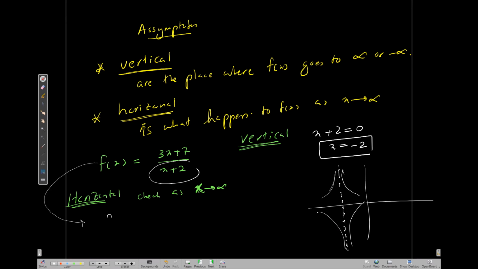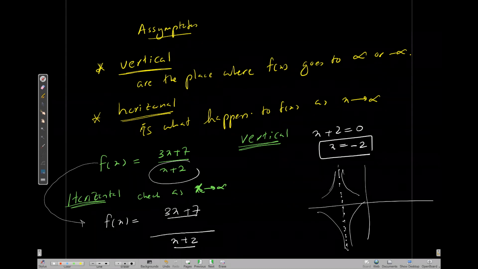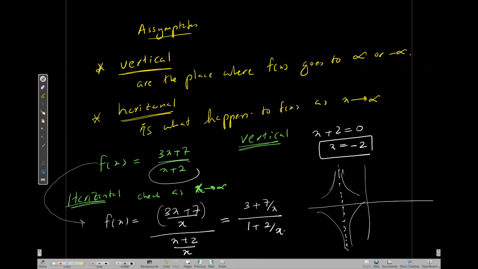You take your f of x, and for the denominator and numerator, I'm going to divide both of them. So let me leave some space and write it like this. And then I'm going to divide both my numerator and denominator by the highest power of my variable, and that's x in this case. When I divide, the first term becomes 3, x will cancel, so 3 plus 7 over x, divided by 1 plus 2 over x. I hope you guys agree with that.